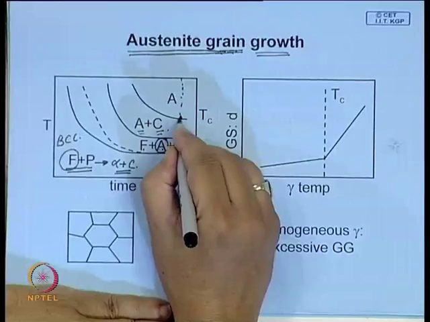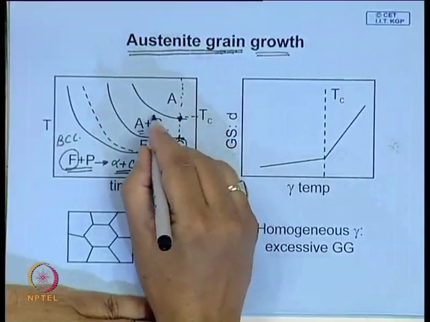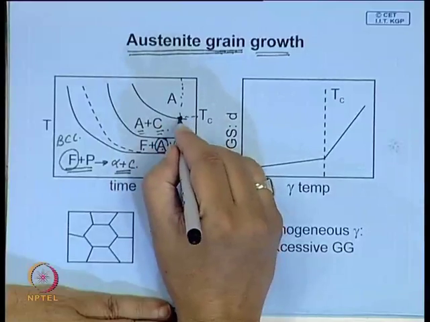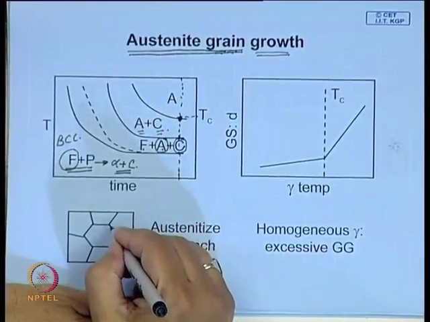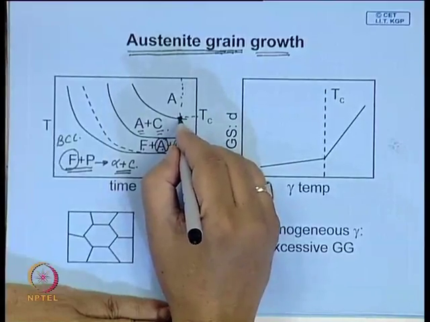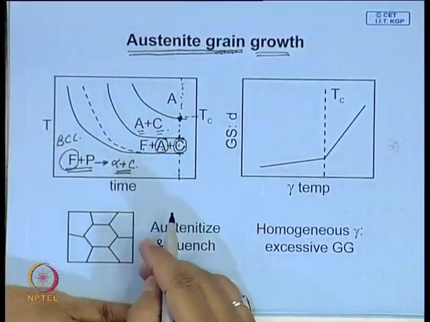Now, there is a temperature here where these carbides also dissolve. When these carbides dissolve, there is nothing to pin these grain boundaries. So, therefore, once you exceed this temperature, the grain starts growing at a very fast rate.